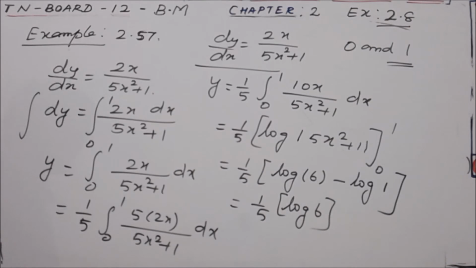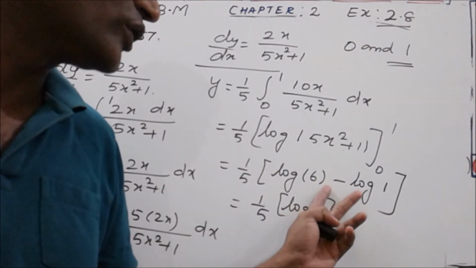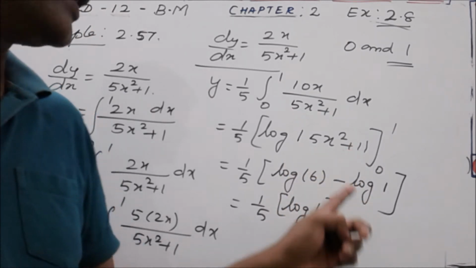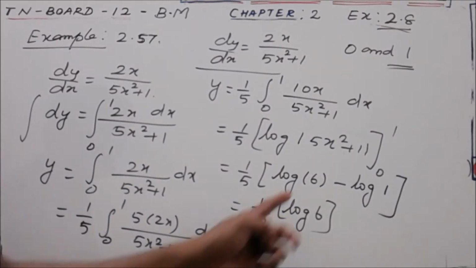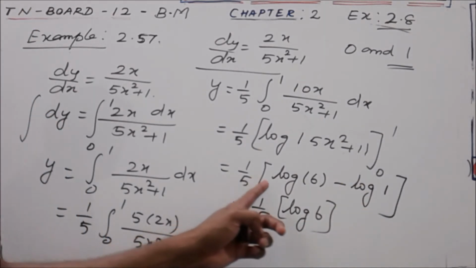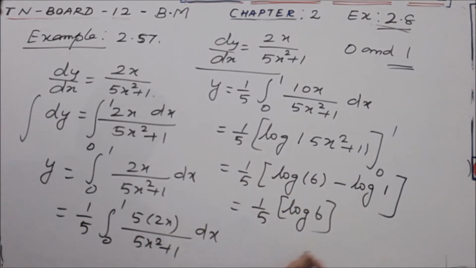the answer. Or we can use the quotient rule, log a minus log b as log of a by b, you can reach log 6, or you can directly substitute log 1 becomes 0, the remaining 1 by 5 log 6 will be the answer.